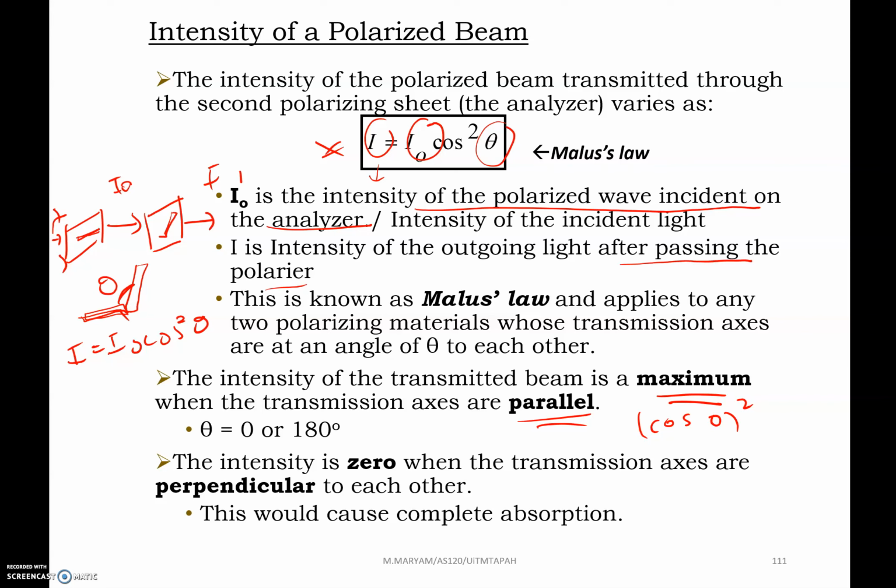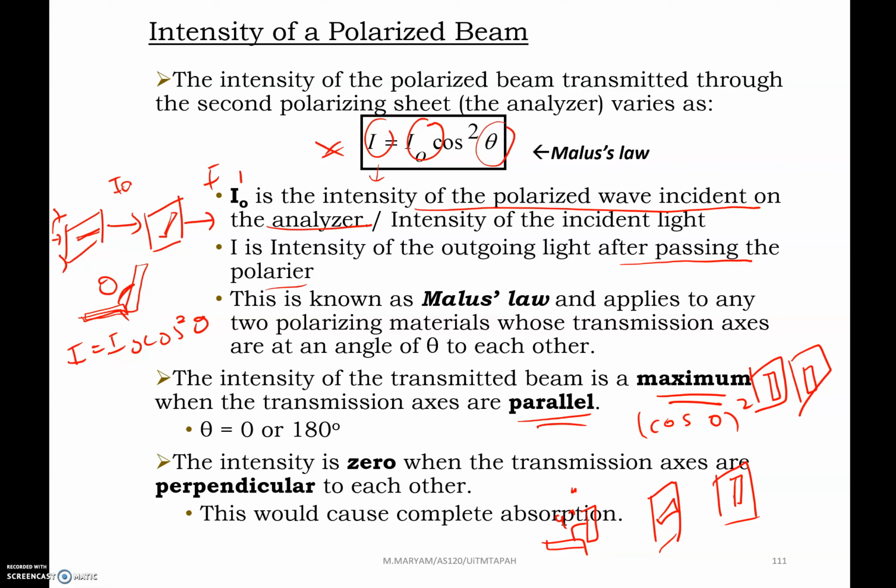For example, if the first polarizer is vertical and the second polarizer is vertical, that will be the maximum intensity of light transmitted. But if I put them perpendicular to each other, one horizontal and the other totally vertical, horizontal and vertical will give you a 90 degree angle. So take out your calculator now and calculate cos 90. You will get 0, meaning there will be no light transmitted.